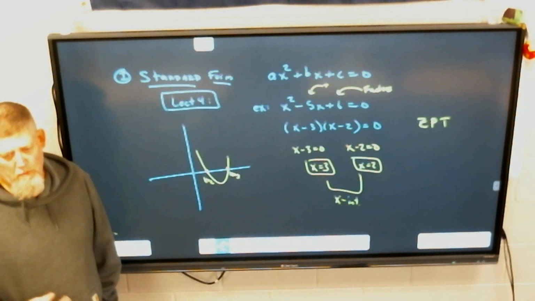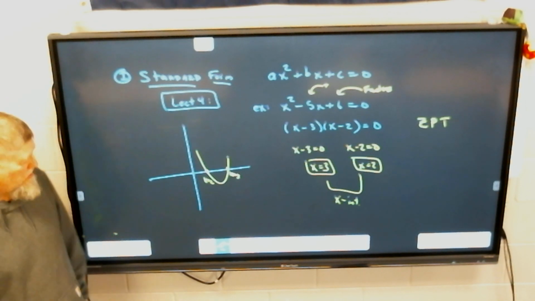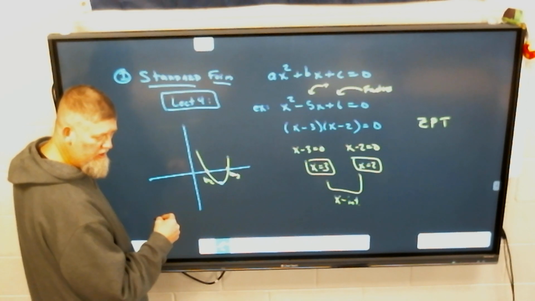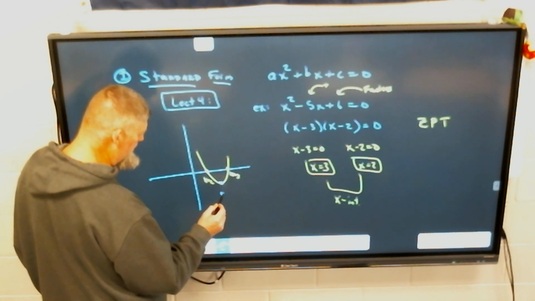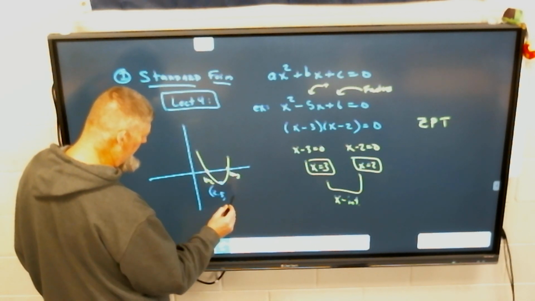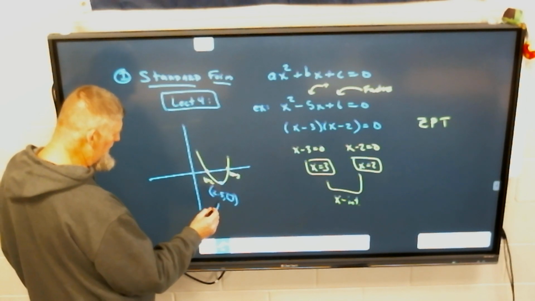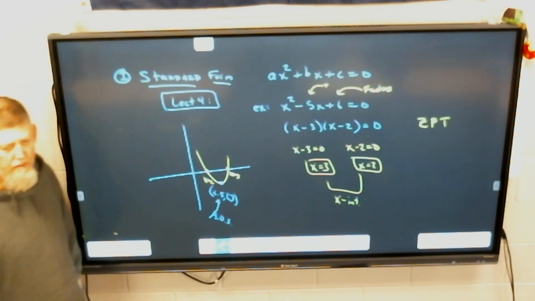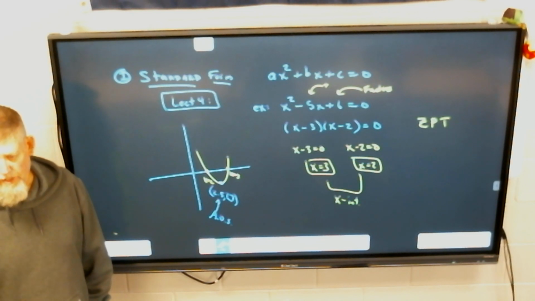And if you don't remember this from Algebra 2, or your algebra teacher didn't teach you, the vertex is going to be halfway between 2 and 3. So the vertex is going to be at 2.5, and that's going to be your axis of symmetry. It's going to be halfway between those two x-intercepts.